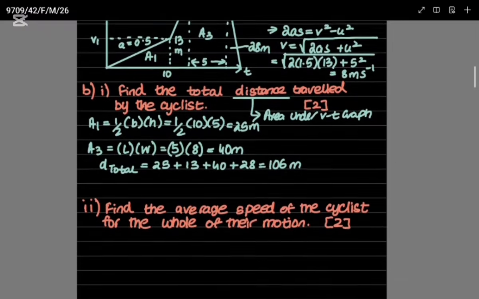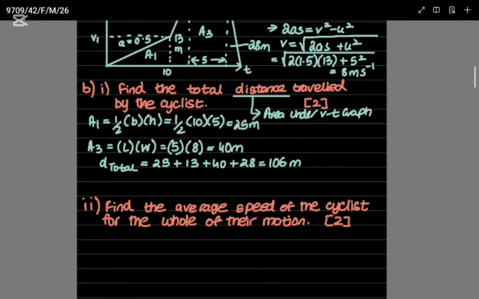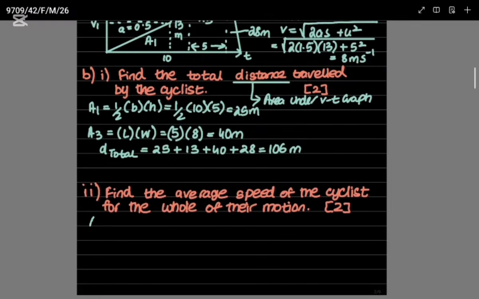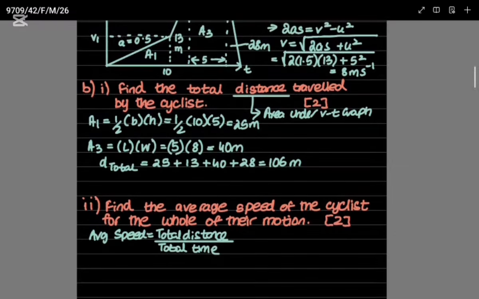So part 2, find the average speed of the cyclist for the whole of their motion. Now again, average speed is nothing but total distance divided by total time taken. Okay, now total distance, the examiner is being kind to us, we already found that.